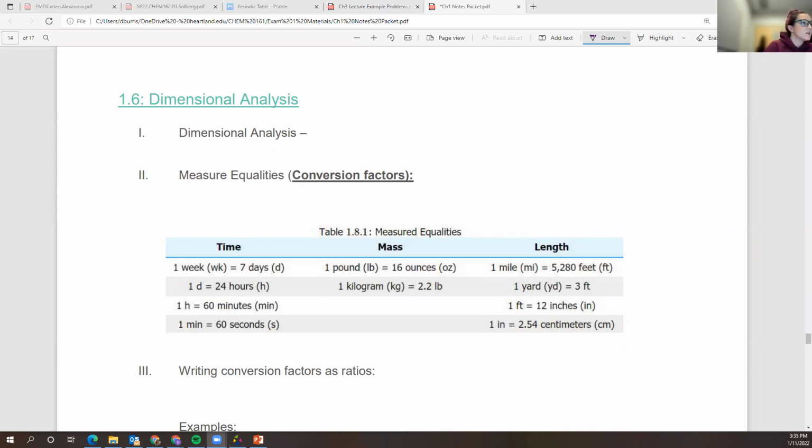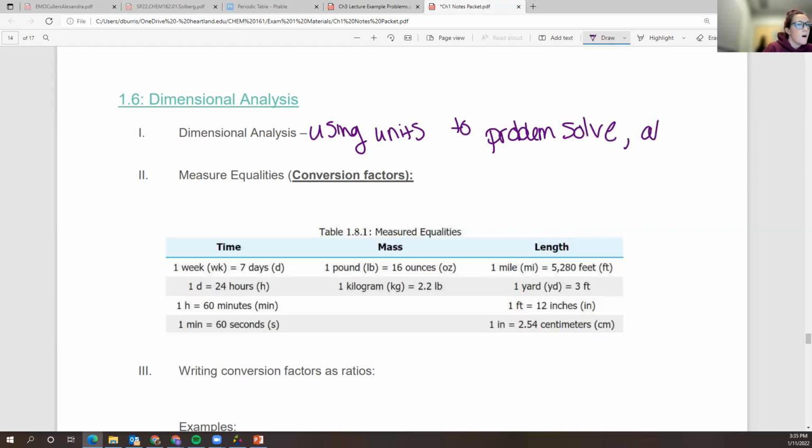So this is called dimensional analysis. Essentially, the definition is using units to problem solve. Okay, all of your units should cancel out. All units should cancel in the end. What that means is you're going to end up in the unit that you want, the question is asking for.